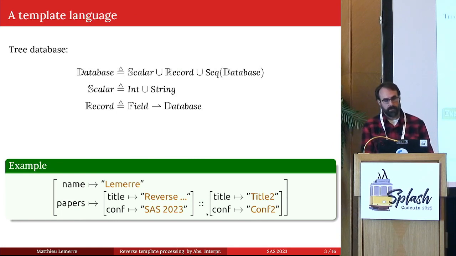So the template language takes as input a tree database, which is a kind of JSON. So what is the database? It's either a scalar, which in our example is either an int or a string, or it is a record, a mapping from fields to databases, or a sequence of databases. So this is really like JSON. For instance, this is an example document. My name is Lemaire, and I have another field which is papers, and the papers is a list of sequences.